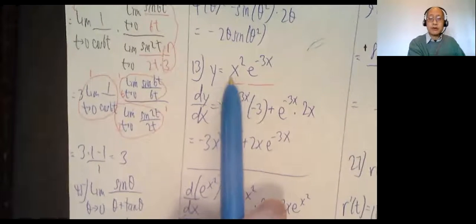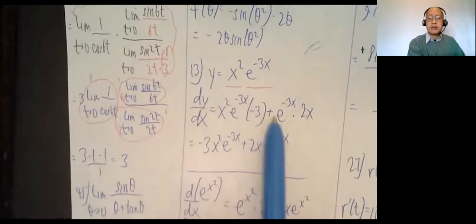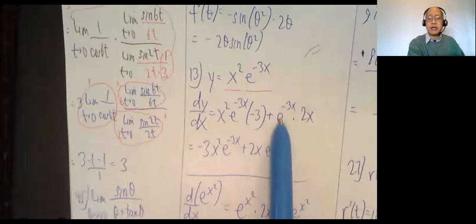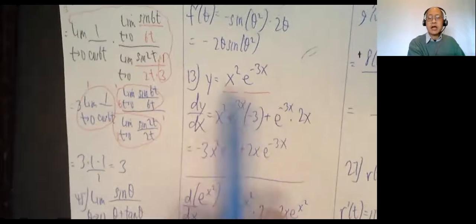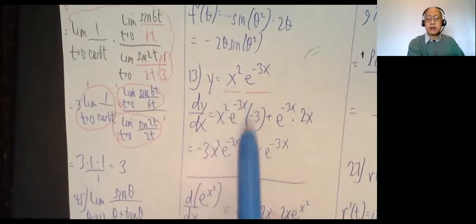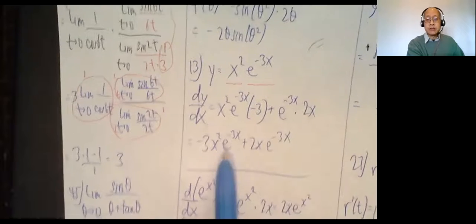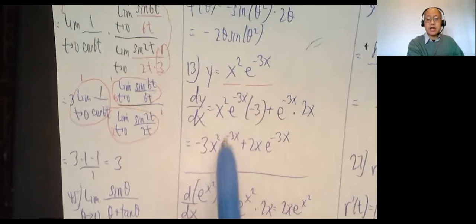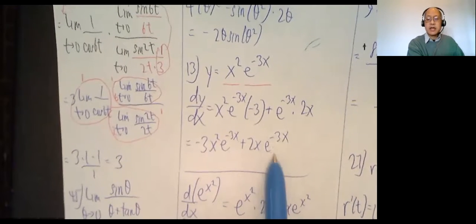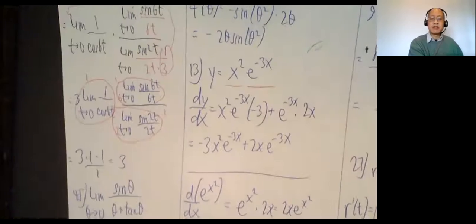All right, so that was all first times derivative of the second, plus the other way around: copy the second function, e to the negative 3x, times the derivative of the first, the derivative of x squared is 2x. Okay, so that gives me negative 3x squared e to the negative 3x, plus 2x e to the negative 3x, and that's my final answer.